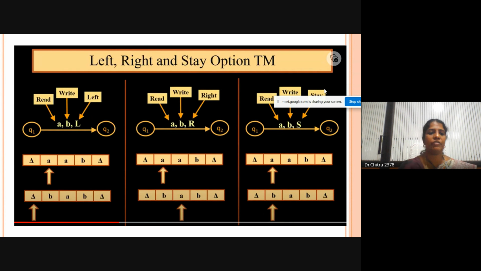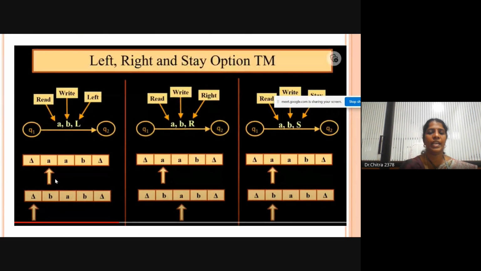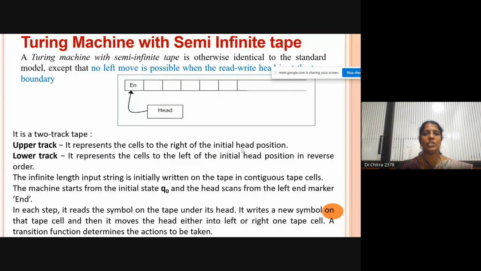Left move means after processing this, here I am writing left, so the head moves to the left position. Right means after processing, A is converted into B and the head moves to the right position. Stay means converting this and staying in the same position itself, that is the Turing machine with stay option. The second one is the Turing machine with semi-infinite tape.